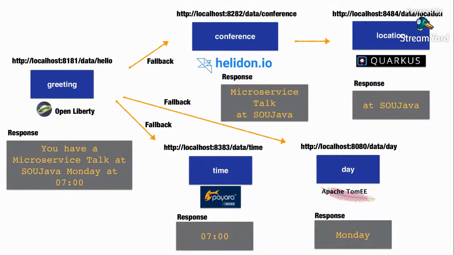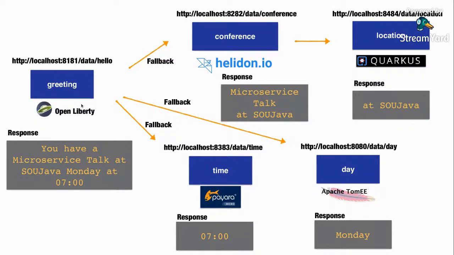So it will call the conference service to figure out that I have a microservice talk at SouJava, and the conference service will then call the location service. And the other call it will do is that it will call the day service to figure out which day it is, and the time service to figure out what time it is, and then compose a message saying you have a microservice talk at SouJava Monday at 7 a.m. So that is what I'm going to build using the fallback.